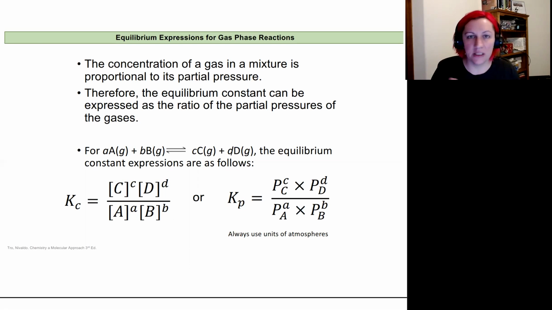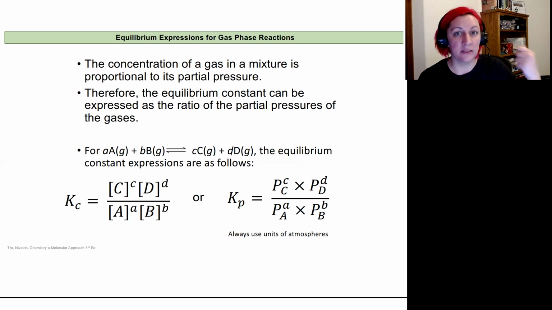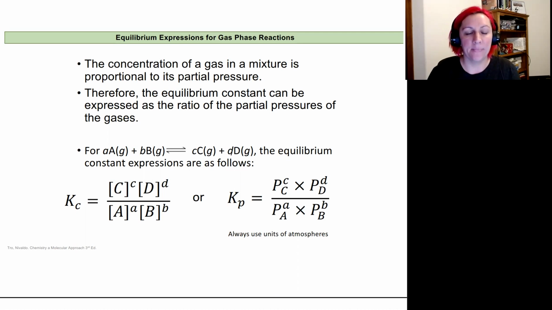We always use atmospheres for calculating K with pressures, and we always use molarity when we're using concentrations. And so we've developed a way of converting between an equilibrium constant based on concentration versus an equilibrium constant based just on partial pressure.